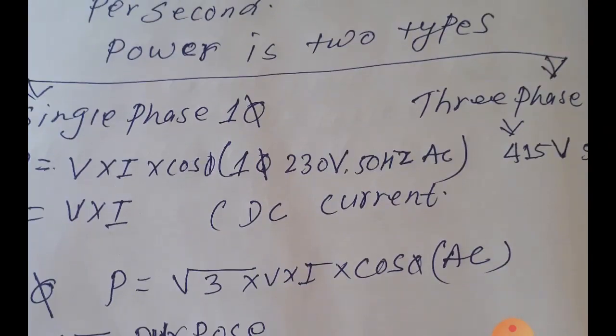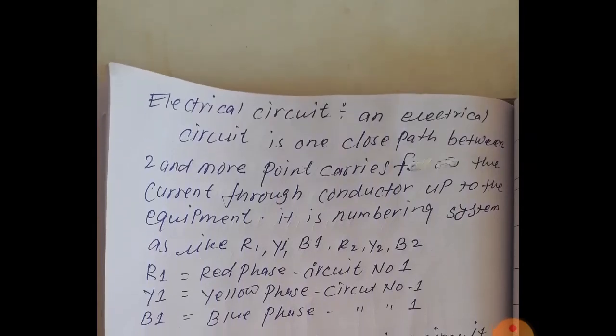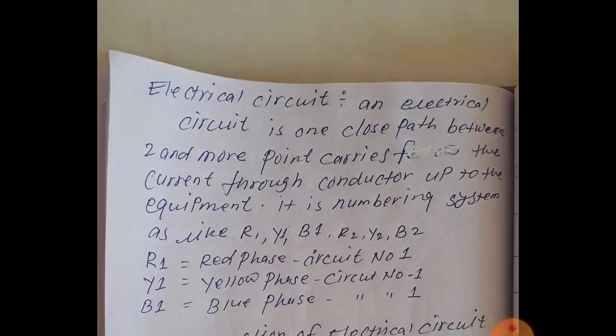Okay, so that is power. And next, electrical circuit. What is an electrical circuit? A circuit is complete when phase and neutral are connected. An electrical circuit is one closed path between two or more points, carrying current flow through a conductor up to the equipment. So an electrical circuit is one closed path. This is open.